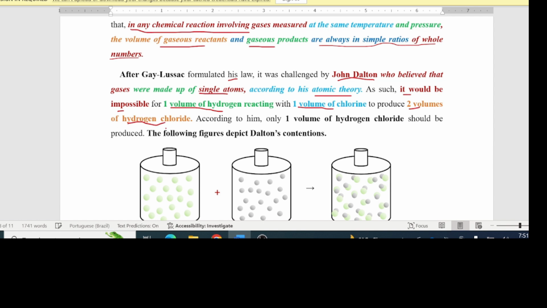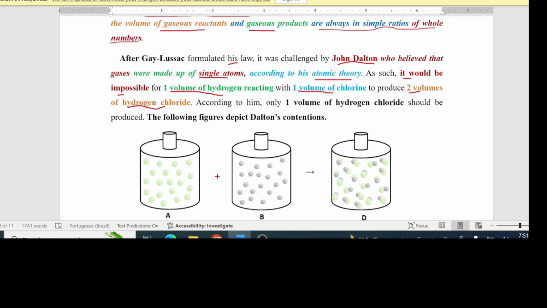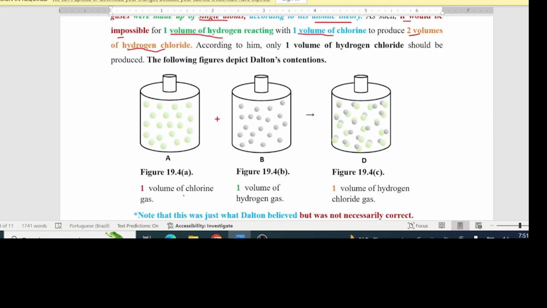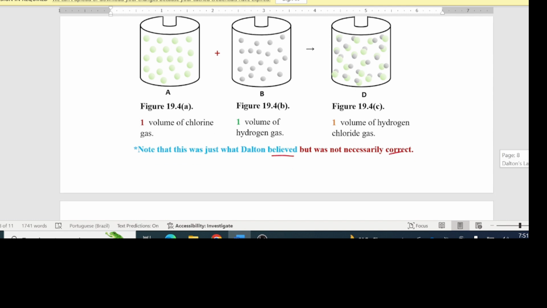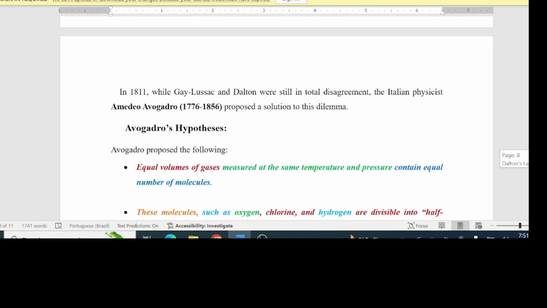So the following figure depicts his contention. He's saying, look, according to my belief, chlorine is an atom, and this is an atom. If they come together, you can't get 2 volumes because these combine together to form hydrogen chloride. Only 1 volume you should get. But this is what he believed, and this is not necessarily correct. See who comes to the table now.